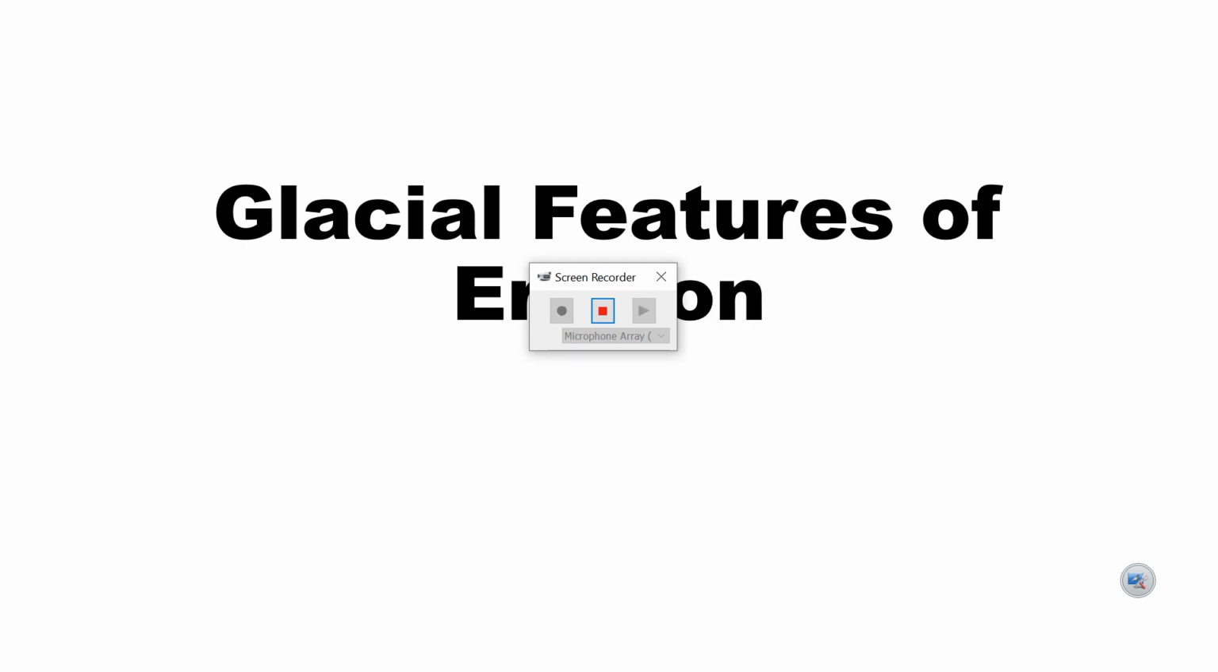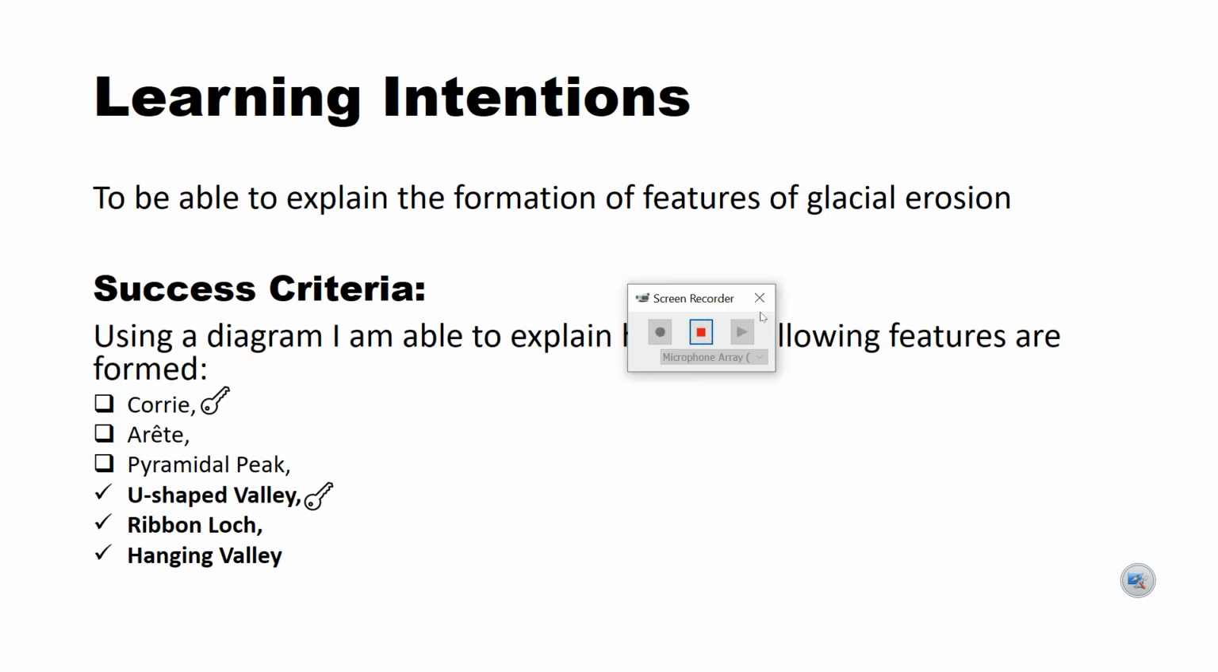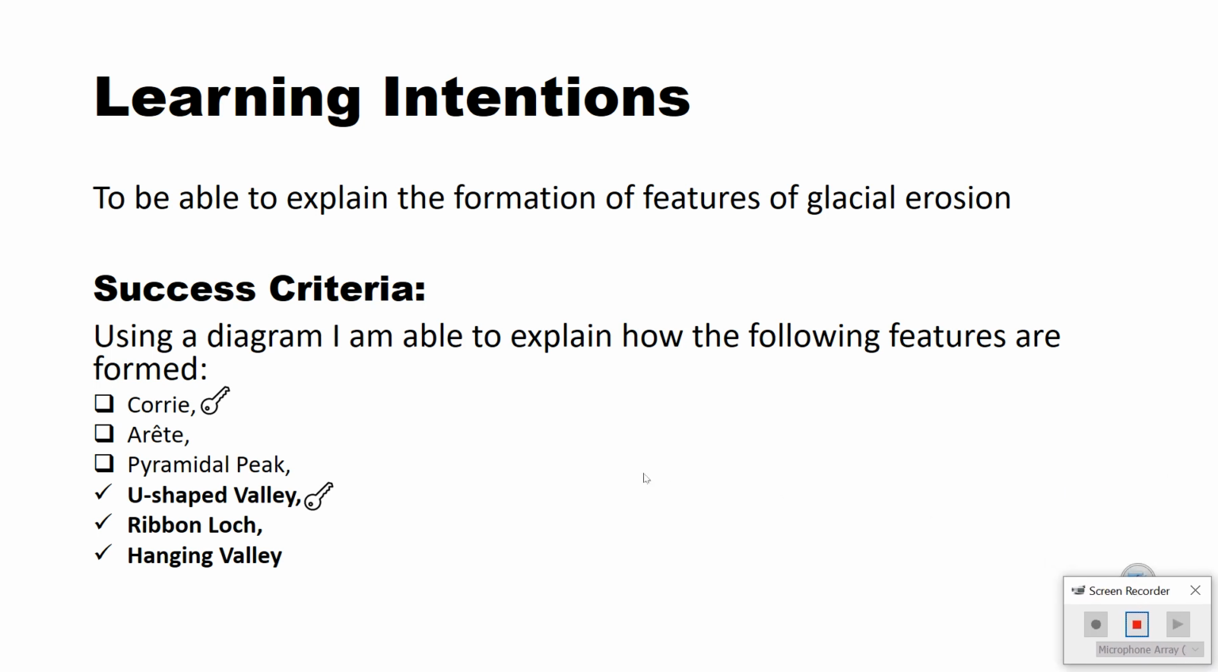Okay, hi, welcome back to our glaciation topic, which is part of the lithosphere unit. Today we're going to be looking at three more glacial features of erosion, having already covered a corrie and its adjoining features, a pyramidal peak and an arête. So today we're looking more specifically at being able to explain the formation of glacial features of erosion, continuing our learning intention, and looking at these key features in bold with ticks: a U-shaped valley, a ribbon lake, and a hanging valley.